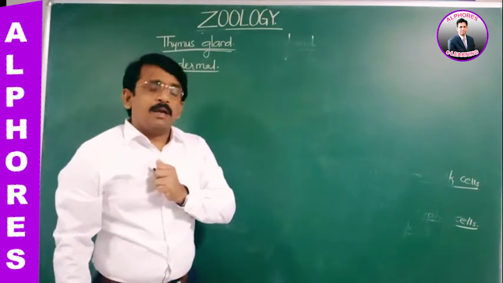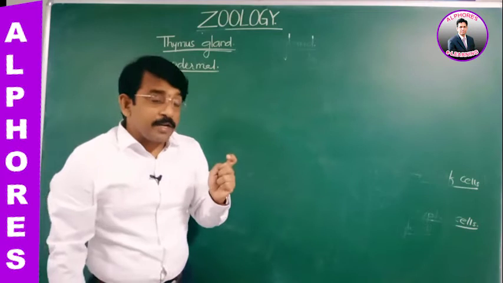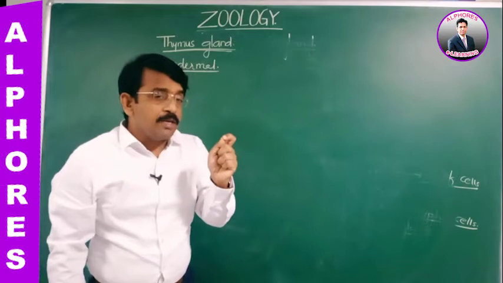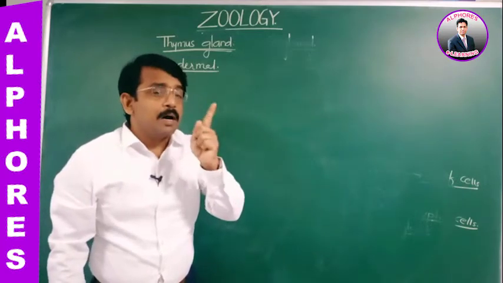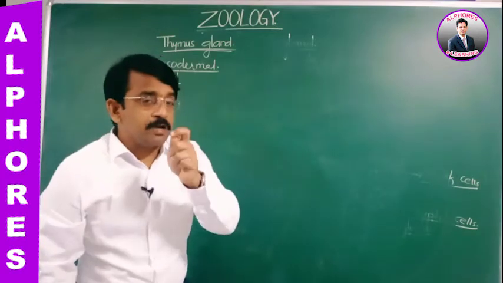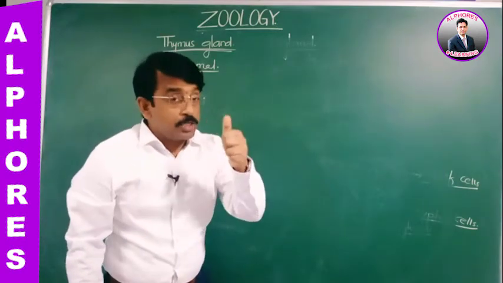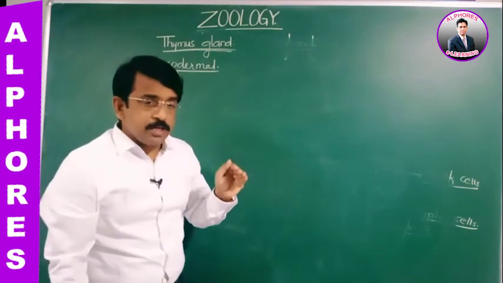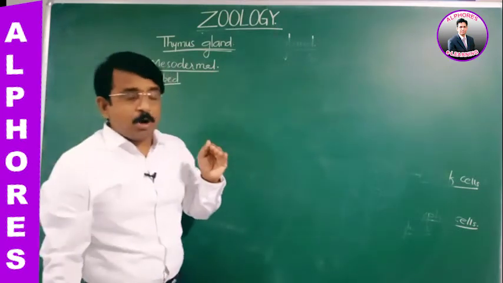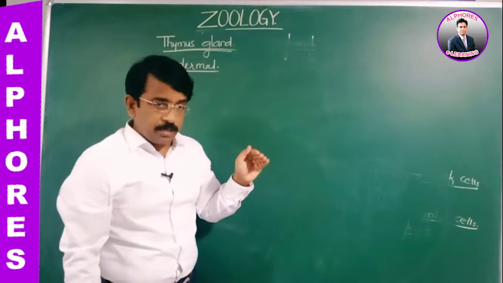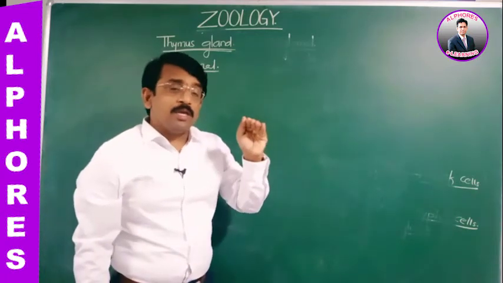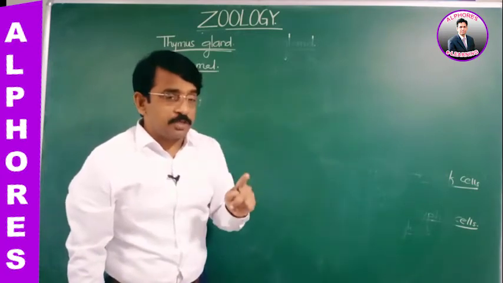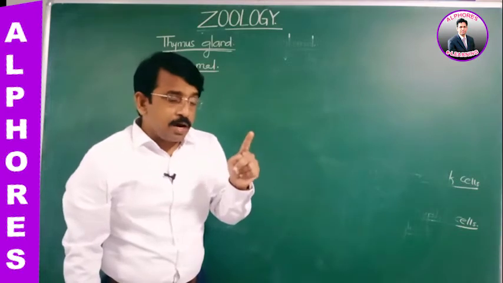The thymus is an endocrine gland situated in the mediastinum cavity between the two lungs, above the heart and aorta, below the breastbone. We have discussed its origin and location. It is a lobed structure, of mesodermal origin, present above the heart between the two lungs, in the mediastinum cavity.